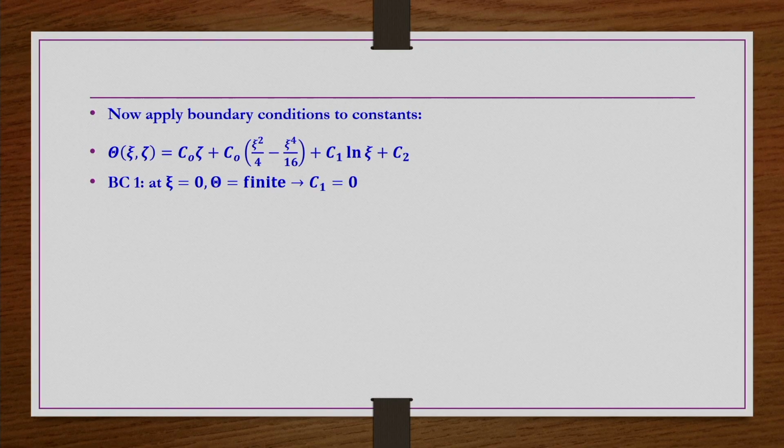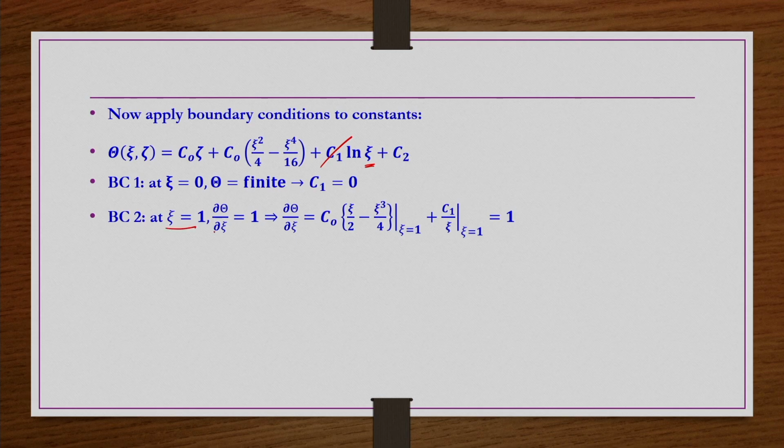First boundary condition is at xi equals 0, theta is equal to finite. That means, if you substitute 0 here, ln 0 is not possible, so C1 has to be 0. And then second boundary condition, at xi equals 1, dou theta by dou xi is equal to 1. From this equation, dou theta by dou xi is C naught times xi by 2 minus xi cube by 4, plus C1 by xi. C1 is anyway 0 from boundary condition 1. Then if you substitute xi equal to 1 here, 1 by 2 minus 1 by 4 is 1 by 4. So, that means C naught is equal to 4.